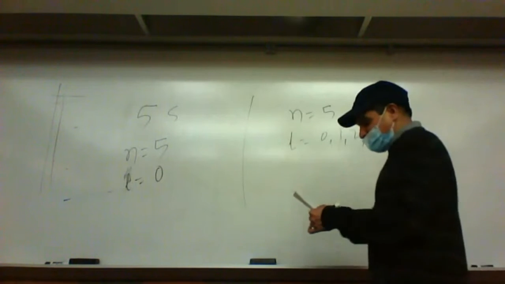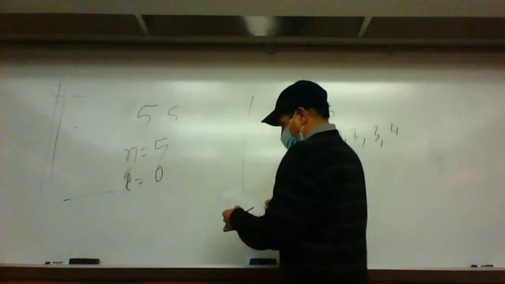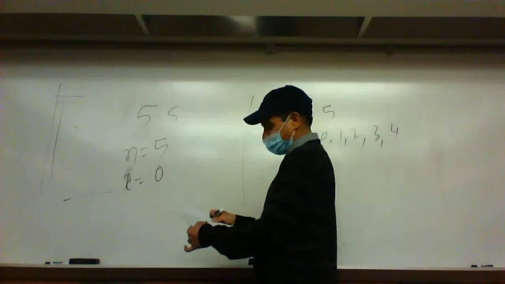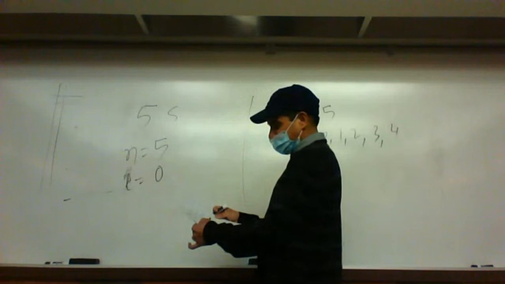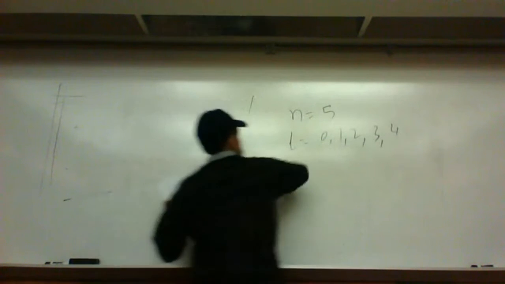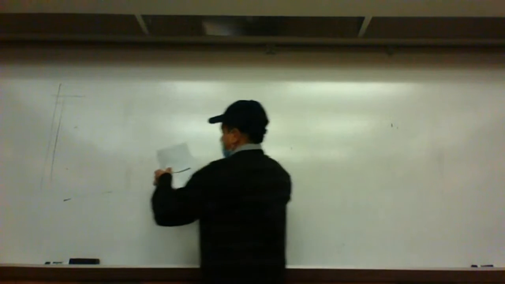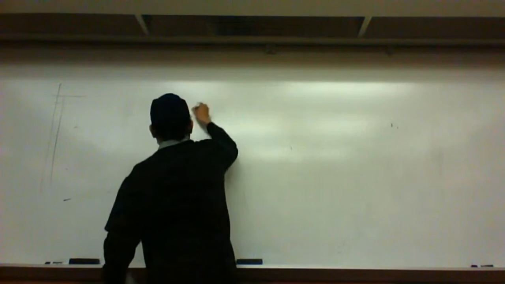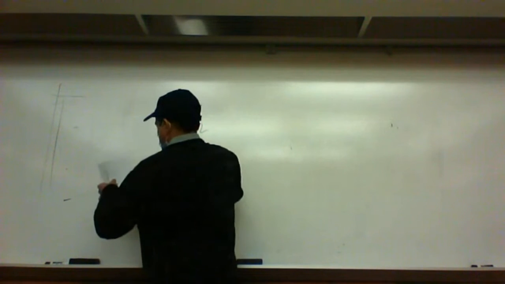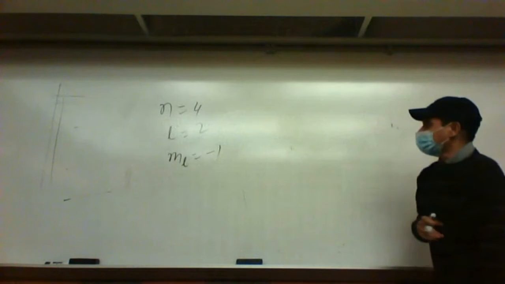Now let's look at question number 28. When n equals 4, l equals 2, and ml equals -1, to what orbital type does this refer? So n equals 4, l equals 2, and ml equals -1. Which kind of orbital is it?